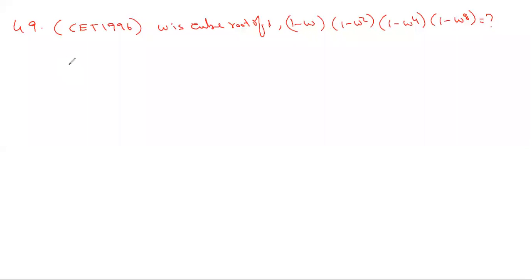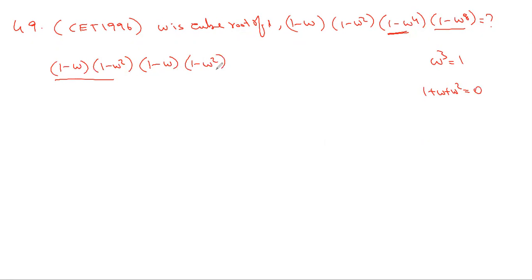We know that omega power 3 is 1 and 1 plus omega plus omega square equal to 0. So using that, this is 1 minus omega square, and 1 minus omega power 4 is again 1 minus omega, and this omega power 8 is omega square, because 1 minus omega power 6. So the same thing you are getting 2 times.